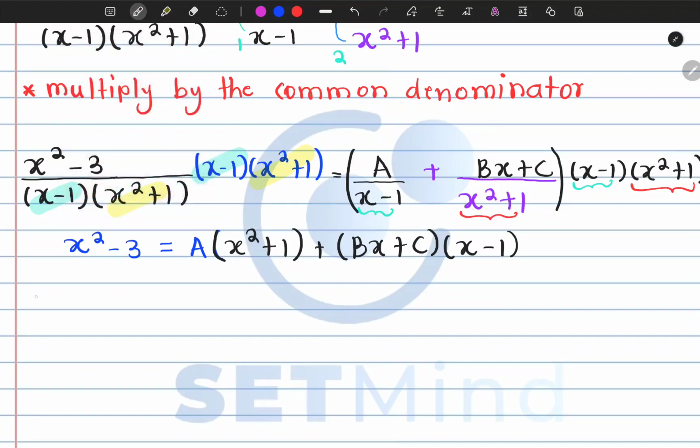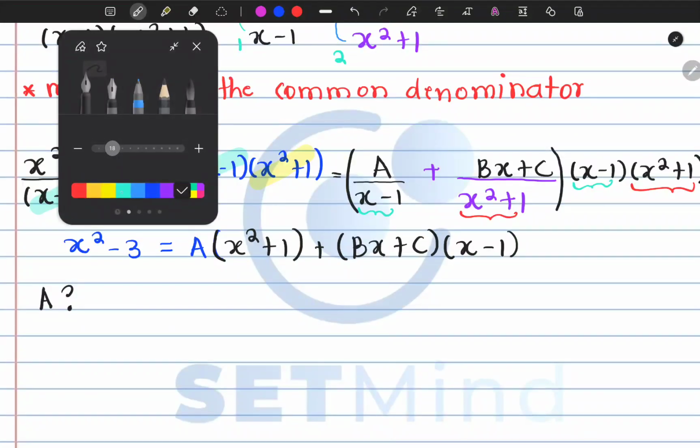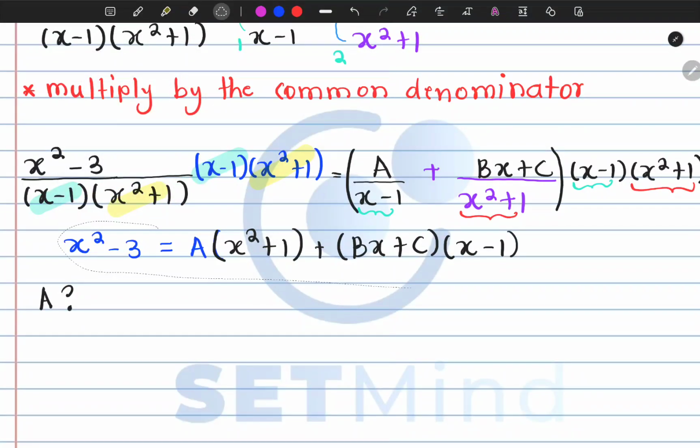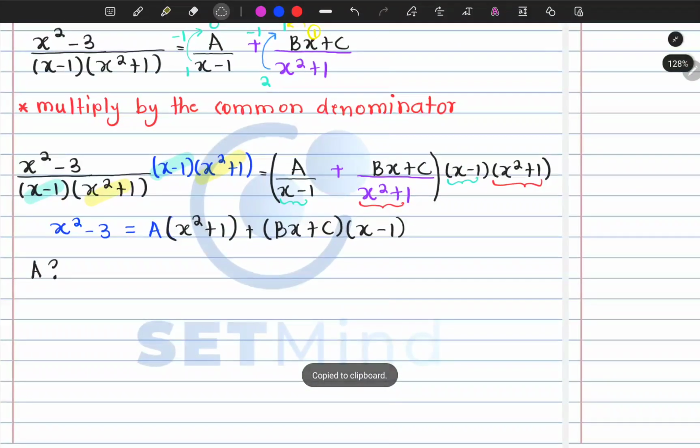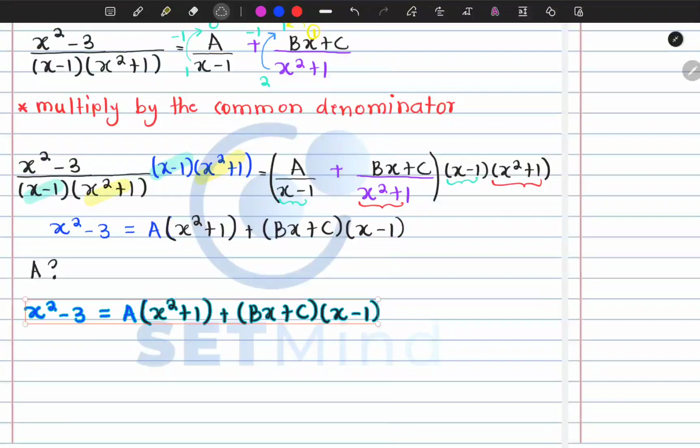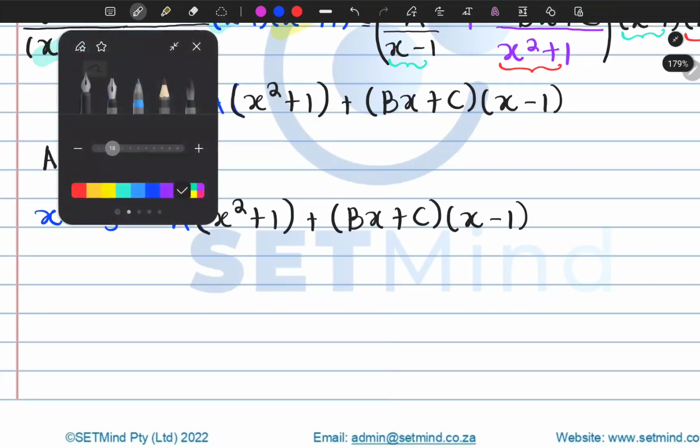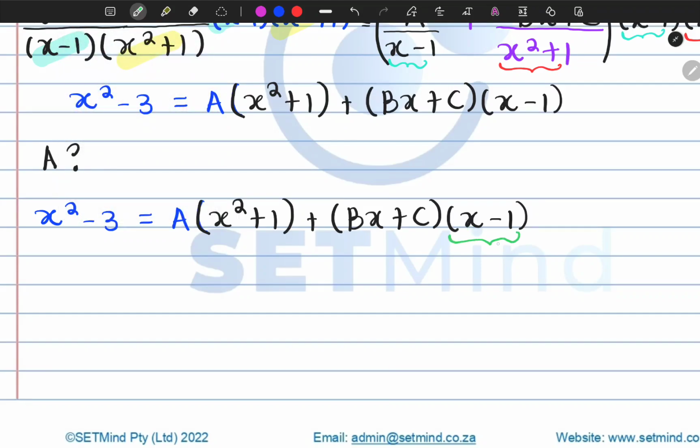The approach for this one will be slightly different. If I'm looking for a, I can do what we were doing before, because a is on top of the linear factor. So we can try to make the other terms 0. If you look carefully, I can easily say, what if I make x equal to 1? When I make x equal 1, everything which is not related to a will be 0. So let's put x is 1.